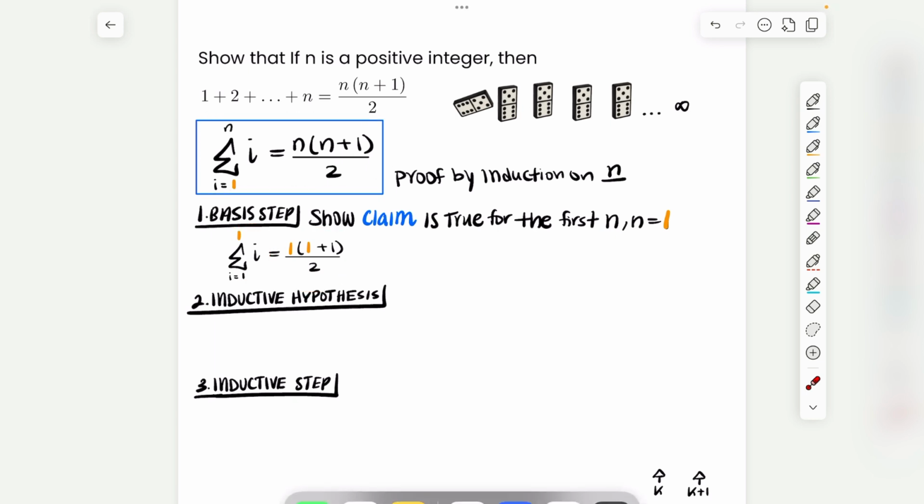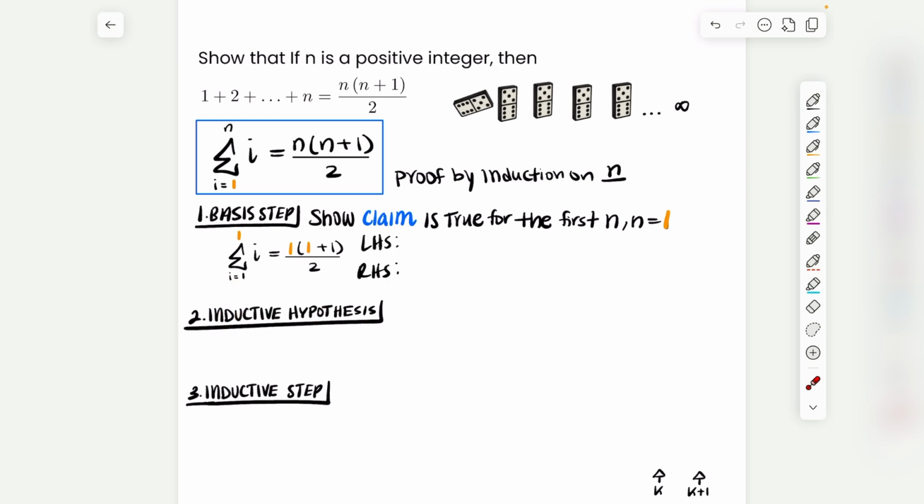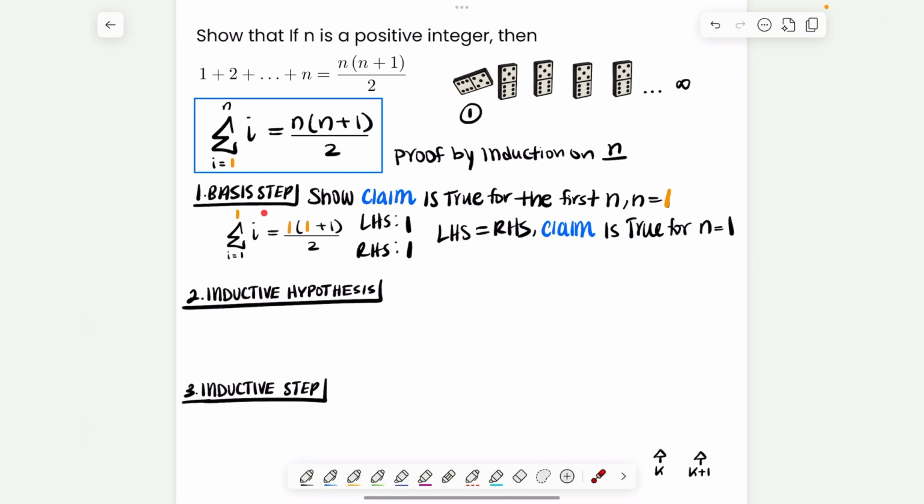Some people like to define this as the left-hand side and this as the right-hand side. At the end of the day, on the left-hand side of the equation, you start at 1, you're going up until 1, so your i is 1. So you're not really adding anything because you're stopping where you started, so your answer is just 1. And then on the right-hand side, 1 plus 1 is 2, times 1 is 2, divided by 2, that becomes 1. So your right-hand side is also 1. Because your left-hand side is equal to the right-hand side, you showed that your claim is true for n is equal to 1. So you showed that the first domino fell. That is our first step.